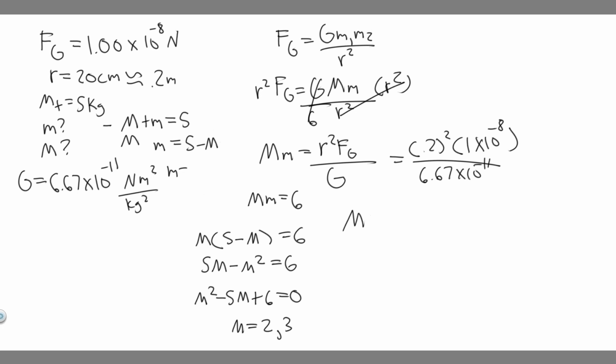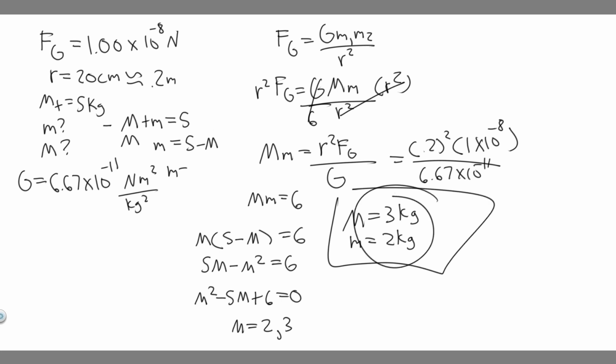So that means uppercase M, the mass of the larger object, is going to be 3. And then the mass of the smaller object is just 5 minus 3, which is 2. So 3 kilograms and 2 kilograms. These are going to be the two objects. The bigger mass, or the one with the greater mass, is 3 kilograms, and the one with the smaller mass is 2 kilograms. So these are your two answers, and hopefully you found this useful.